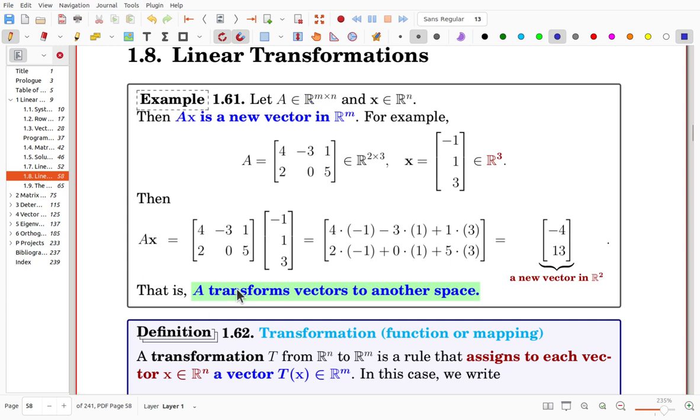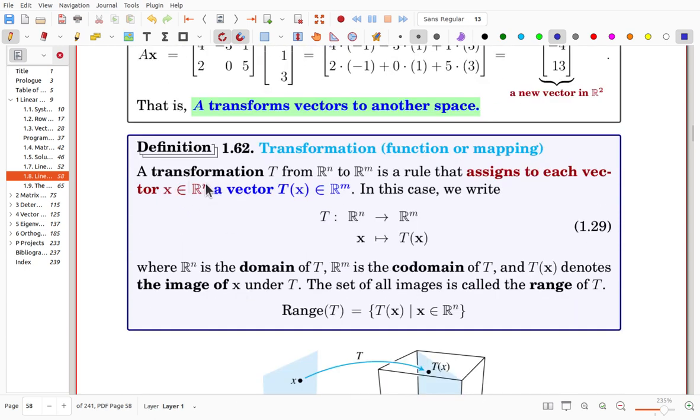Now we'll define the transformation. A transformation T from Rn to Rm is a rule that assigns to each vector x in Rn a vector Tx in Rm. In this case, we write it in this way, and x is from Rn and Tx is its image in Rm. In this case, Rn is the domain of T and Rm is the codomain of T. And Tx is the image of x under the action of T. The set of all images is called the range of T. So here we define the range in this way.